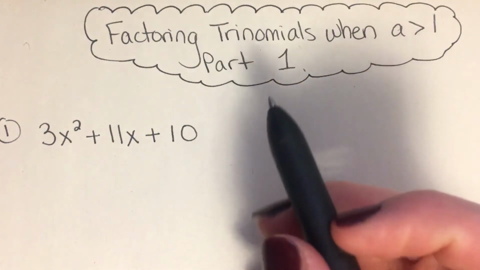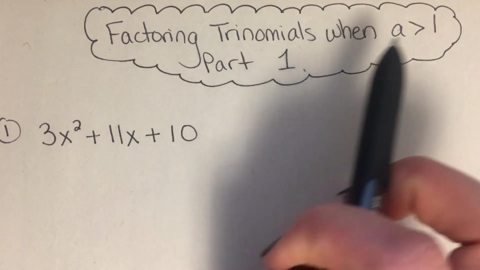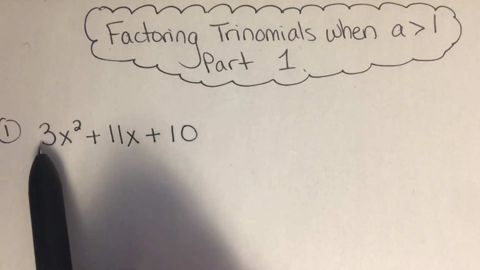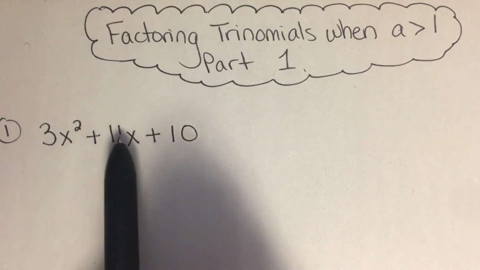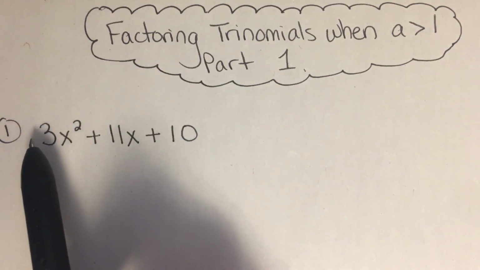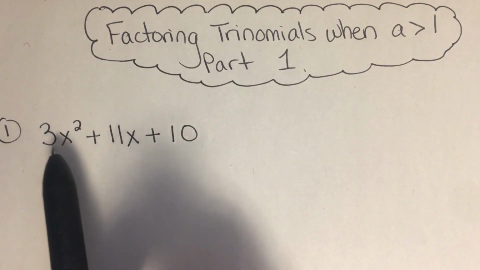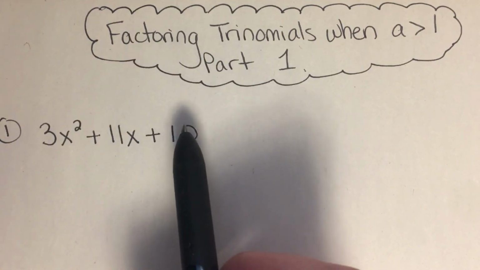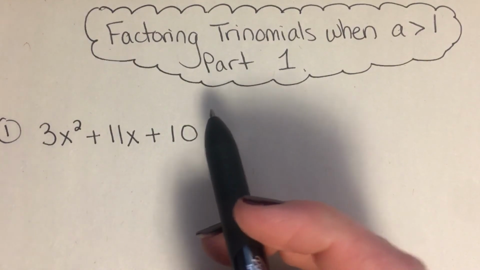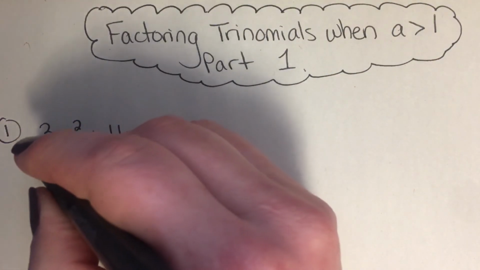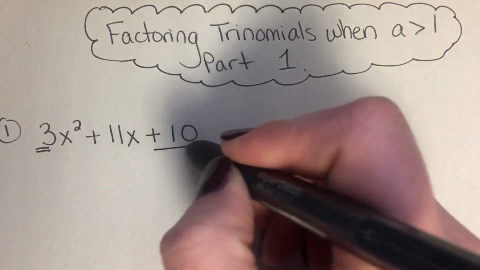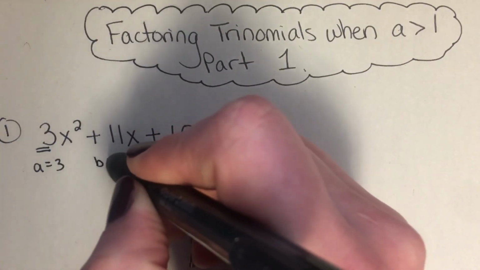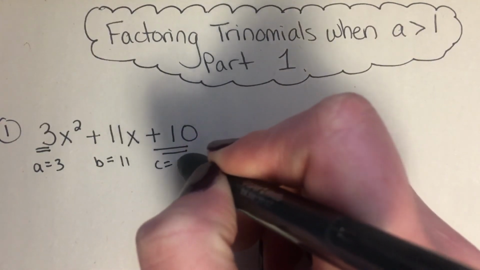Hello all, today we are going to be talking about how to factor trinomials when the a is greater than 1. So what that refers to is when we have a quadratic expression, a, b, and c are as follows. So when your a, which is this number 3, is bigger than 1, which it is, we're going to use this method. It's called the AC method, which means you have to take your a and multiply it to c. So if we just list this out, we have a equals 3, b equals 11, c equals 10.